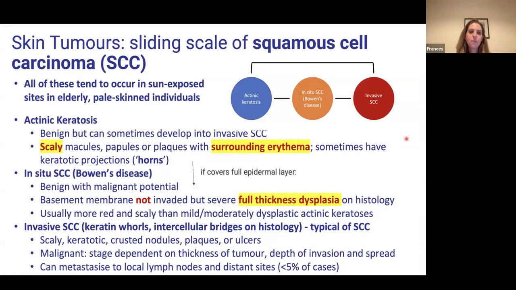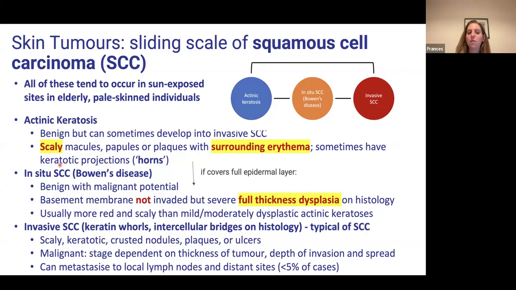Okay, so SCCs, we can think of these as being on a spectrum. We start off with our pre-malignant lesion, which is actinic keratosis, and right on the other end, we have our invasive SCC. So these are all occurring in sun-exposed, pale-skinned individuals. So you see them more in the elderly, after decades of sun exposure. If we start off with actinic keratosis, this is entirely benign, but sometimes it can develop into invasive SCC. And you get these scaly macules, so they're flat typically. You can also get papules or plaques, which can be a bit elevated, and they have surrounding erythema. So it's a lesion that has a bit of redness around it.